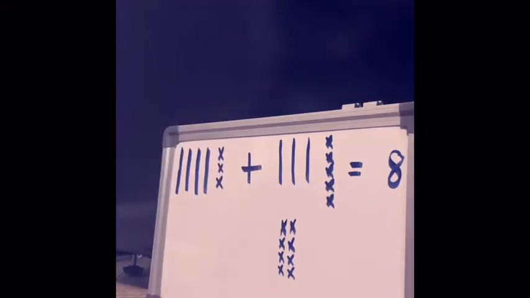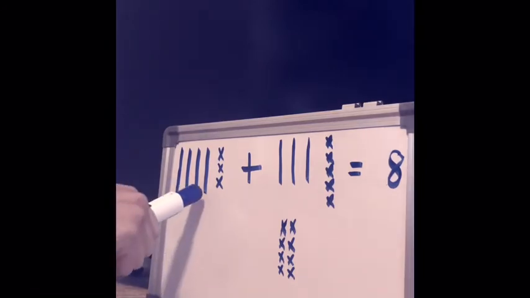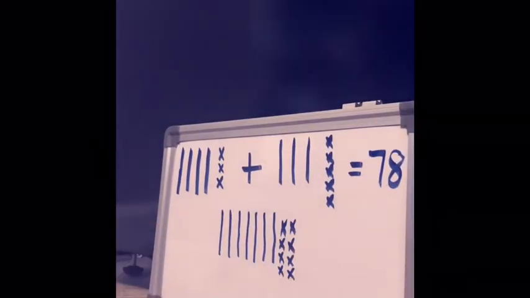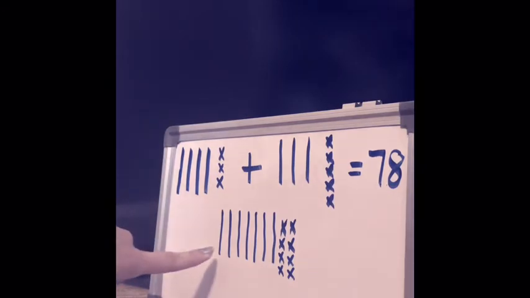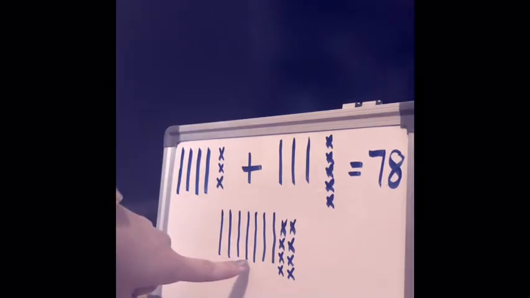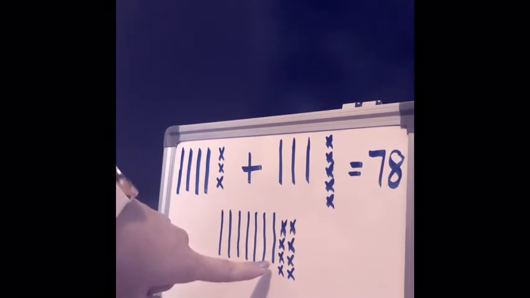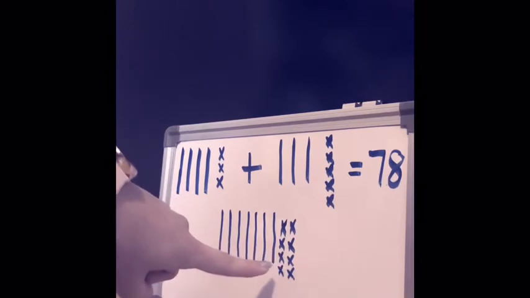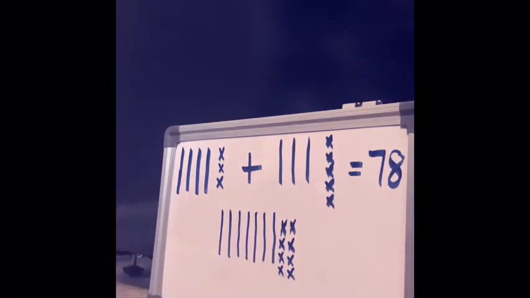And now I add my rods together. I have 1, 2, 3, 4, 5, 6, 7. So in my picture, I add 7 rods. 2, 3, 4, 5, 6, 7. And if I have 7 rods, that means I have the number 70. So here I have 10, 20, 30, 40, 50, 60, 70.